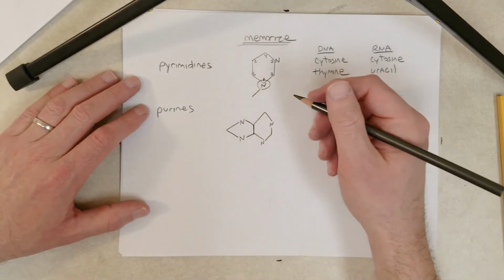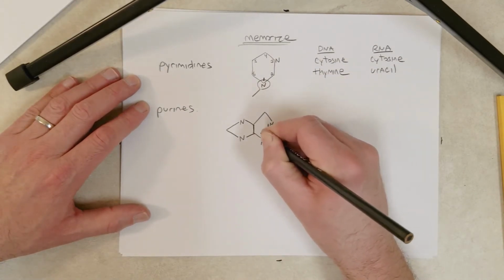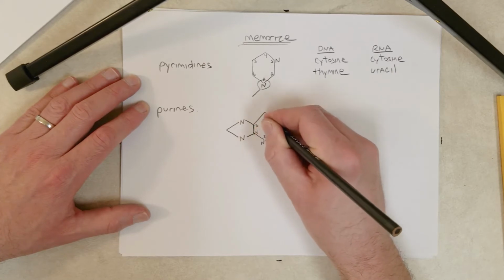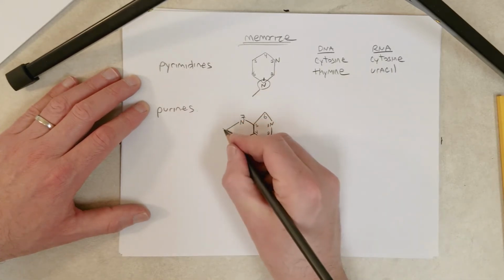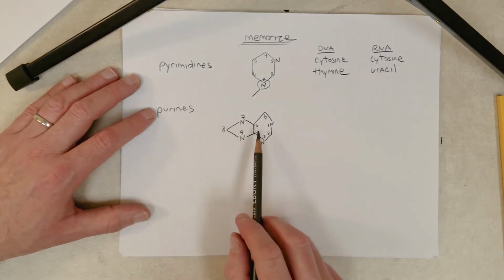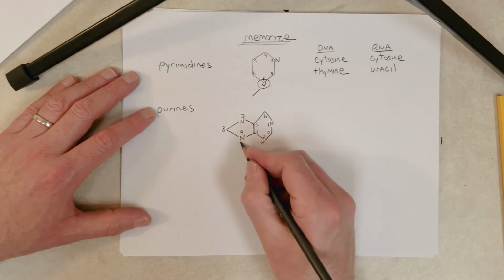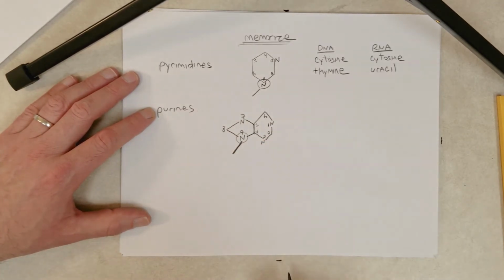And the numbering is a little different. So this one's number 1, 2, 3, 4, 5, 6, 7, 8, 9. So those are the positions in the purine ring structure. So the number 9 nitrogen is the one that connects to the 5-carbon sugar of the nucleotide.